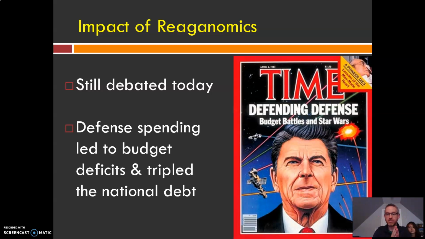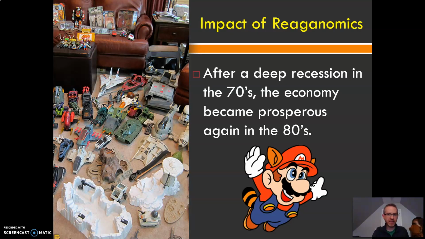Defense spending under Reagan actually leads to budget deficits. Under Reagan, we triple the national debt. Now, we've gone way beyond that since, but the budget's multiplied. So yes, he cuts spending, but he also triples the debt. Now, there'd been a recession in the 70s. The economy is going to start growing in the 1980s.